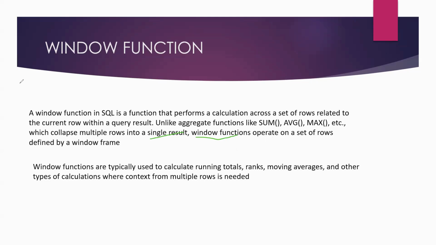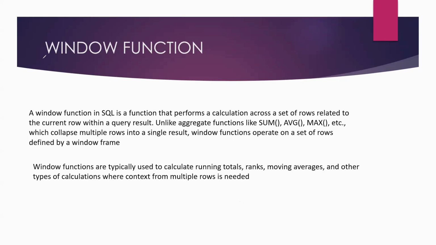In SQL, we use window functions for running totals and ranks, to see which students are getting more marks and which are getting less marks. If you want to rank highest marks or lowest marks, we can use window functions, moving averages, and other types of calculation, like maximum salary of the employees. If you want row-wise information, window function will create a new column and give row-wise information, not a single result.